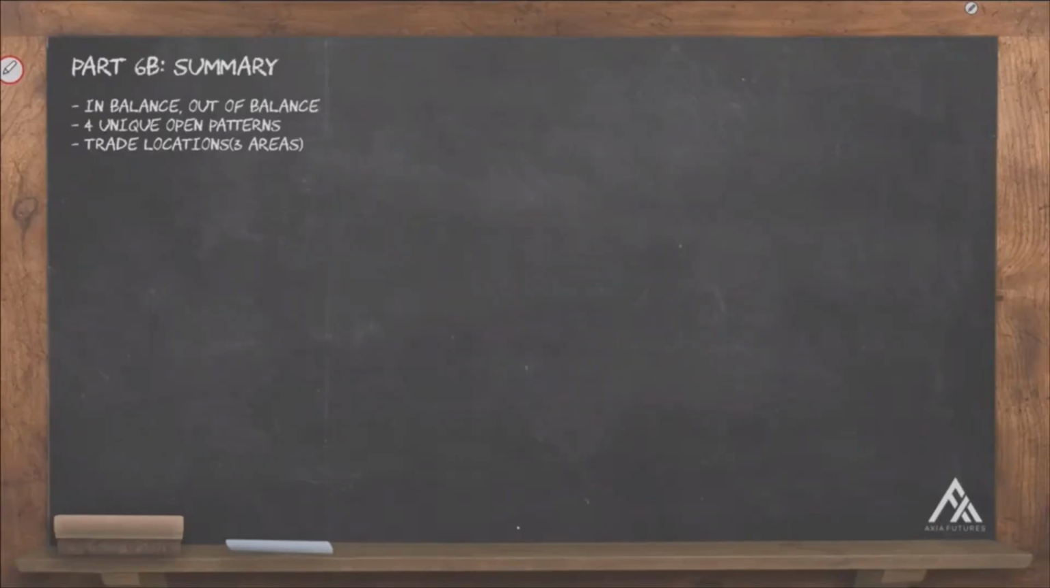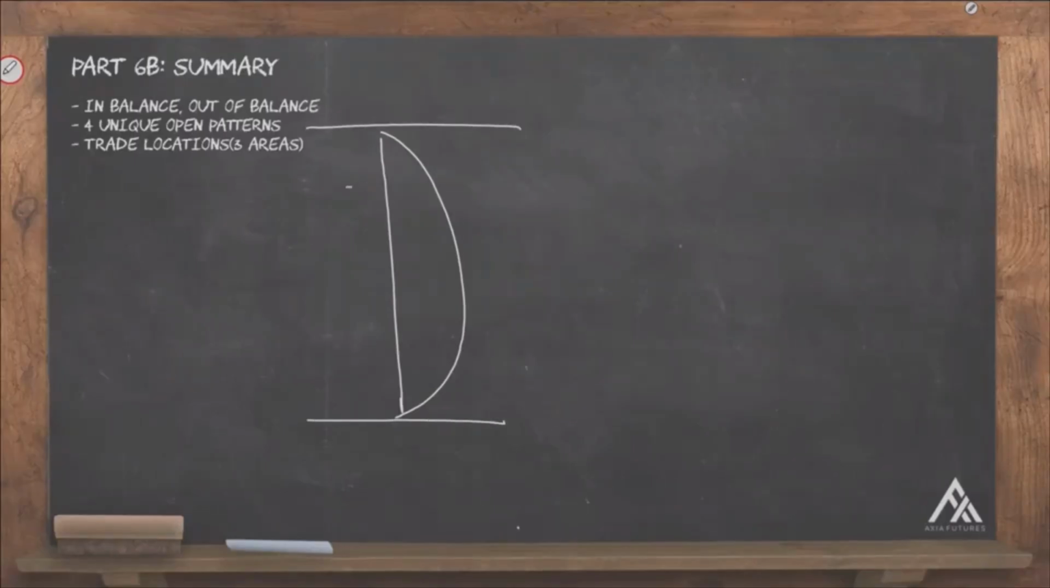We then discussed our three trade locations in the market in terms of where the previous day's volume value area is. The first would be if this is our previous day's distribution, and this is our value area, or volume value area. The first would be when we open in value, in range. So we open within the previous day's most accepted value area.